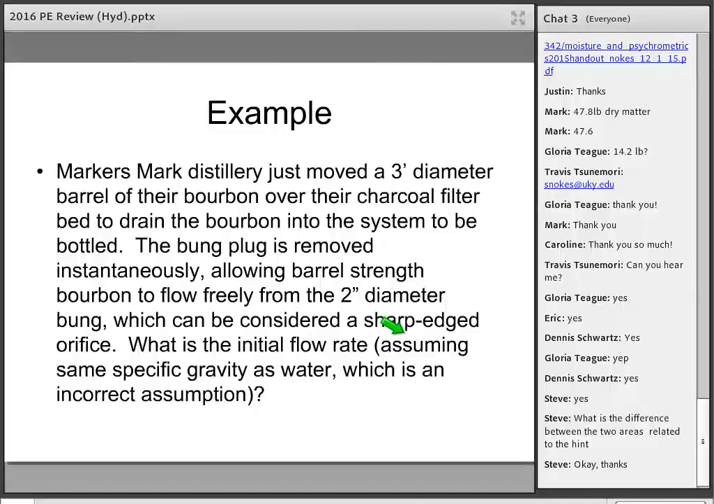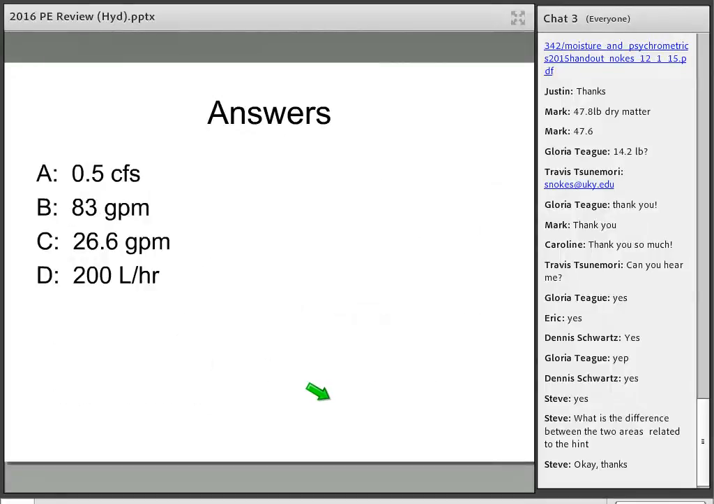So it's flowing freely from a 2-inch diameter hole. That can be considered a sharp-edged orifice because this is an oak barrel, so it would have fairly nice sharp edges. What's the initial flow rate, assuming the same specific gravity as water, which is also an incorrect assumption, but it makes it simpler to deal with? Here are the answers: half a CFS, 83 gallons per minute, 26.6 gallons per minute, and 200 liters per hour.